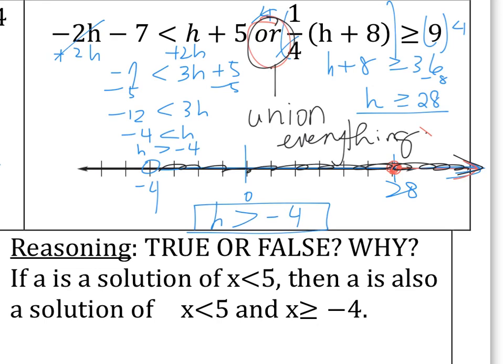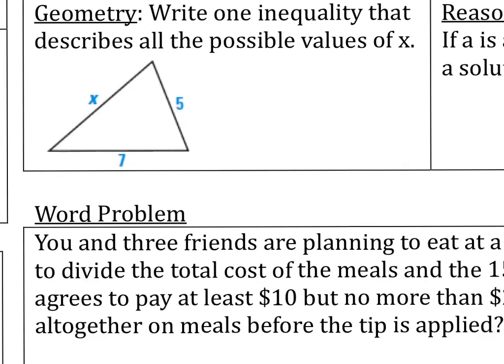Okay? Geometry. Write one inequality that describes all the possible values of x. So we know that by logic, the sum of two sides must be greater than the third side. So x less than 5 plus 7, x less than 12.